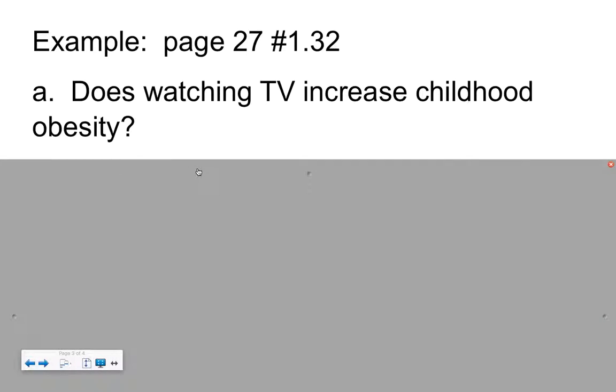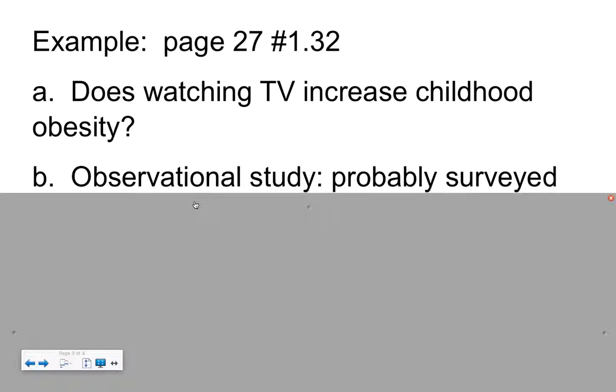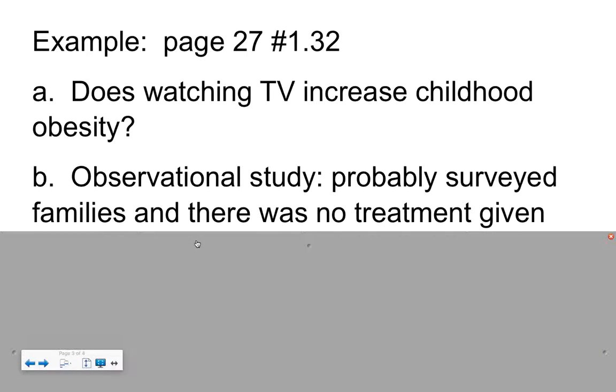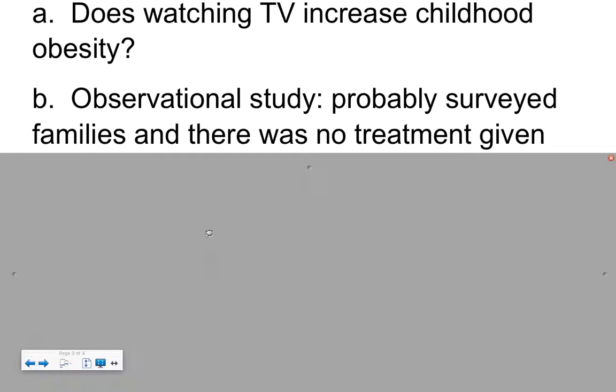Part B then asks, do you think these results were obtained using an observational study or an experiment, and why? So I think this is an observational study. They probably went to these families and surveyed, so they would have to know things like how much TV do you watch, and then the weight of the child in the house. Okay, so there wouldn't be any treatment given there if they were just doing a survey, so it couldn't be an experiment. That would make this an observational study.